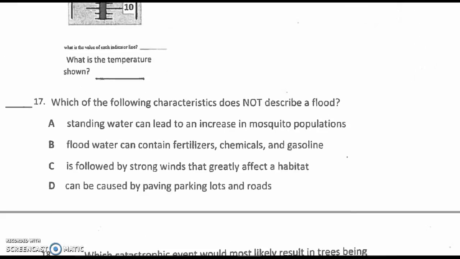Number 17. Which of the following characteristics does not describe a flood? A. Standing water can lead to an increase in mosquito populations. B. Flood water can contain chemicals, fertilizers, and gasoline. C. Is followed by strong winds that greatly affect a habitat. D. Can be caused by paving parking lots and roads.